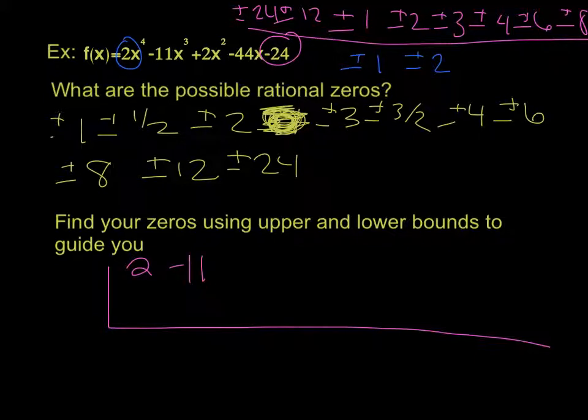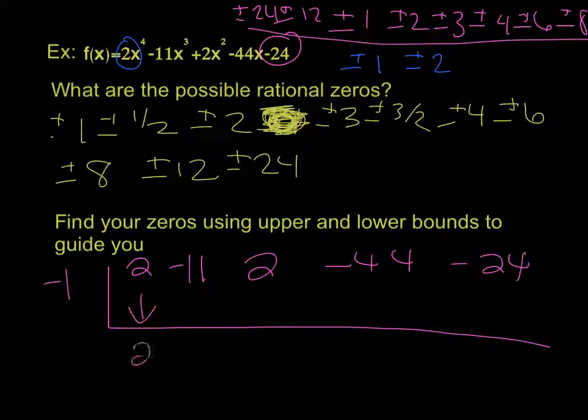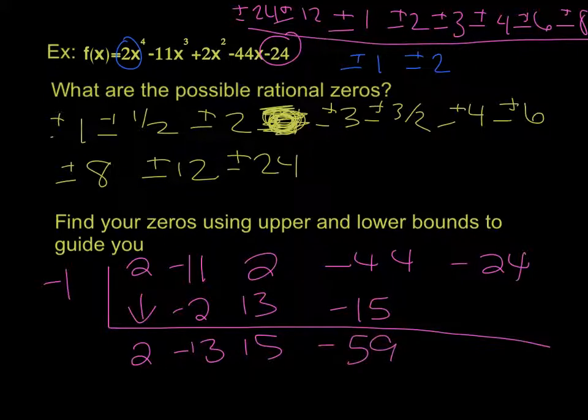So for example, 2, negative 11, 2, negative 44, negative 24. Let's say I'm going to test negative 1. That gives me 2, negative 13, 15, negative 59, 35. So even though this is not a 0, this tells me a couple things. I'm going from a positive to a negative, to a positive, to a negative, to a positive. Since I am going back and forth between positive and negative, that basically means that this is a lower bound.